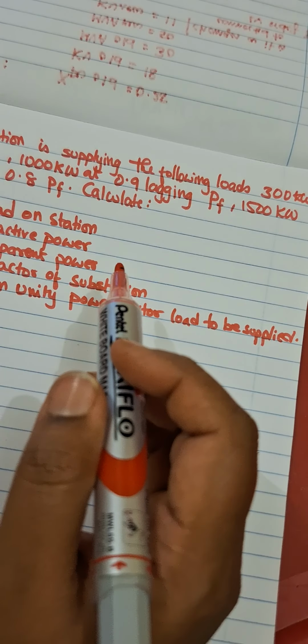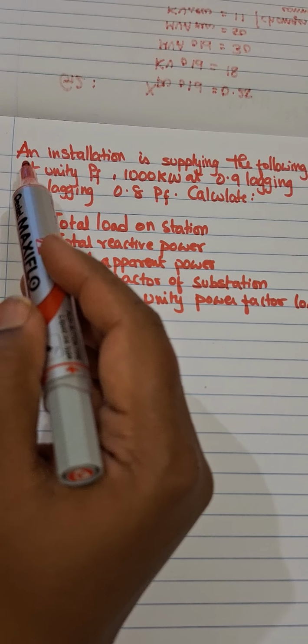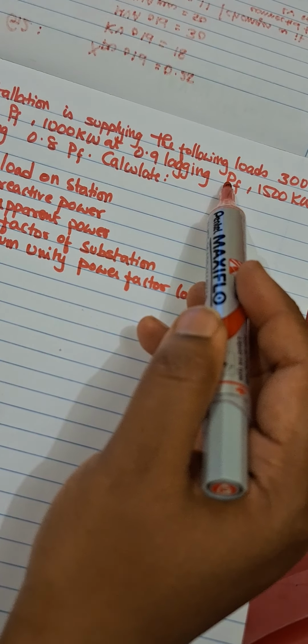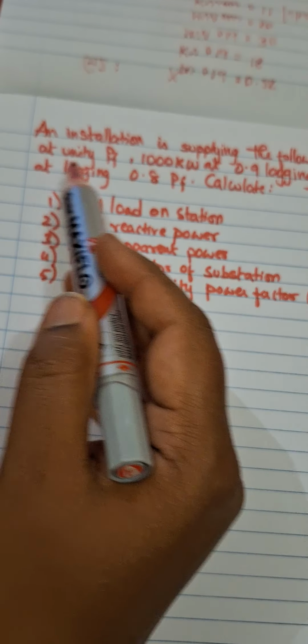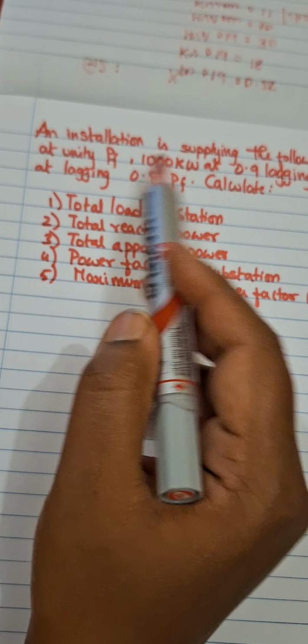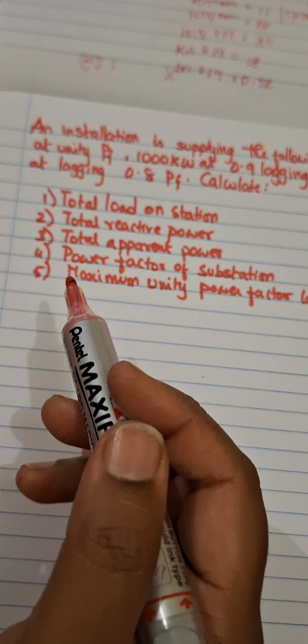We are talking about power factor improvement. So this problem belongs to power factor improvement. A question is given in such a way that an installation is supplying the following loads. So what are the loads supplied by the installation? 300 kilowatts at unity power factor, 1000 kilowatts at a 0.9 power factor, and 1500 kilowatts at 0.8 power factor. As they said, 0.9 lagging, 0.8 lagging. So with this given information, they are saying to find all these values.